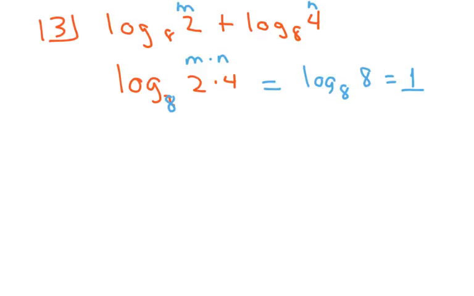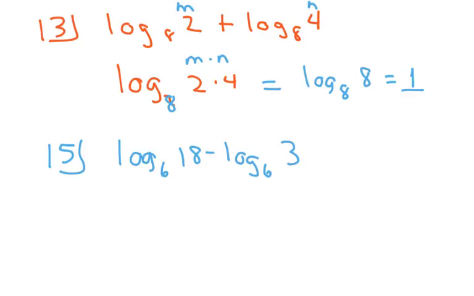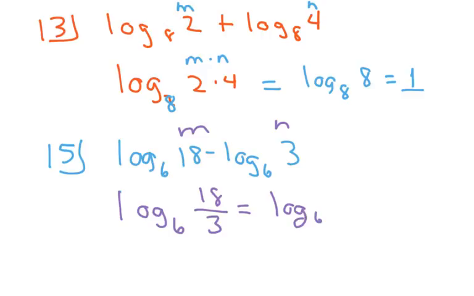Okay, 15. Same thing, we have log base 6 of 18 minus log base 6 of 3. I'm going to use my quotient property and divide this. So this would be your m and your n. Use your quotient property. This is log base 6 of m over n, which is 18 over 3, which equals log base 6 of 6, which equals 1. So, easy enough.